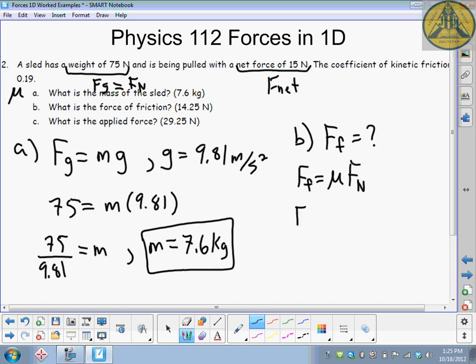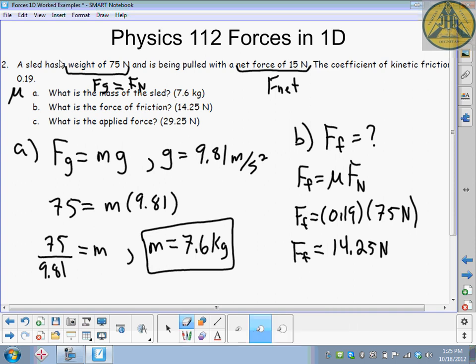So we have the mu value, the coefficient value, 0.19, so approximately 1/5. And the normal force is the same as the weight. Don't put the mass in here. It's the 75 newtons. Force of friction then comes out to be 14.25 newtons. Just make that a little clearer, that's a 5.